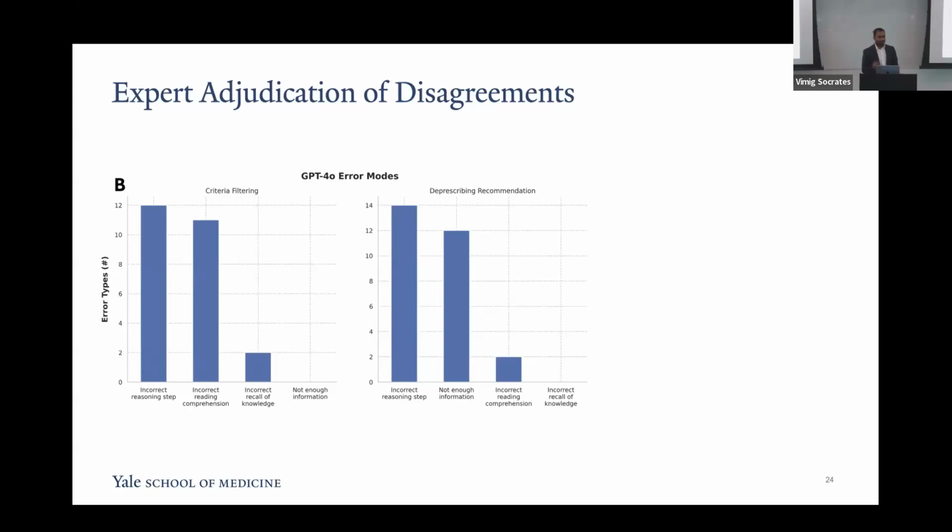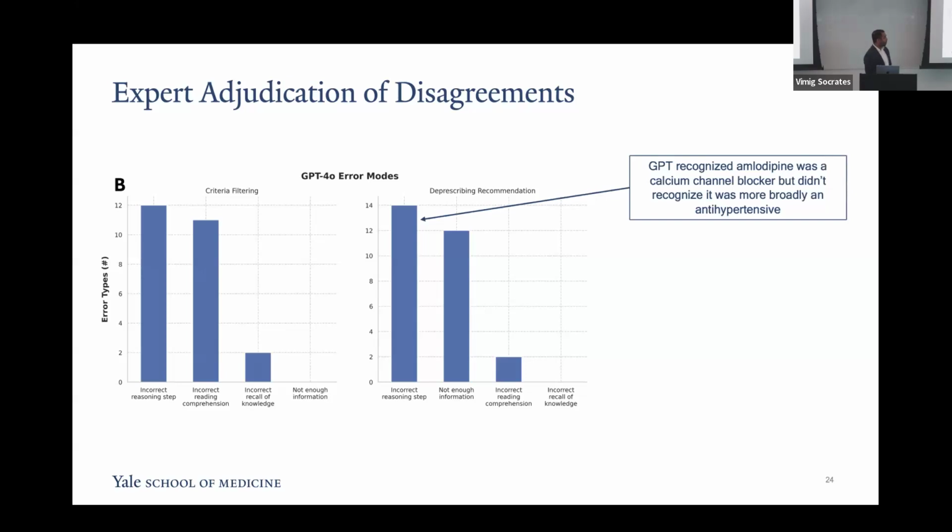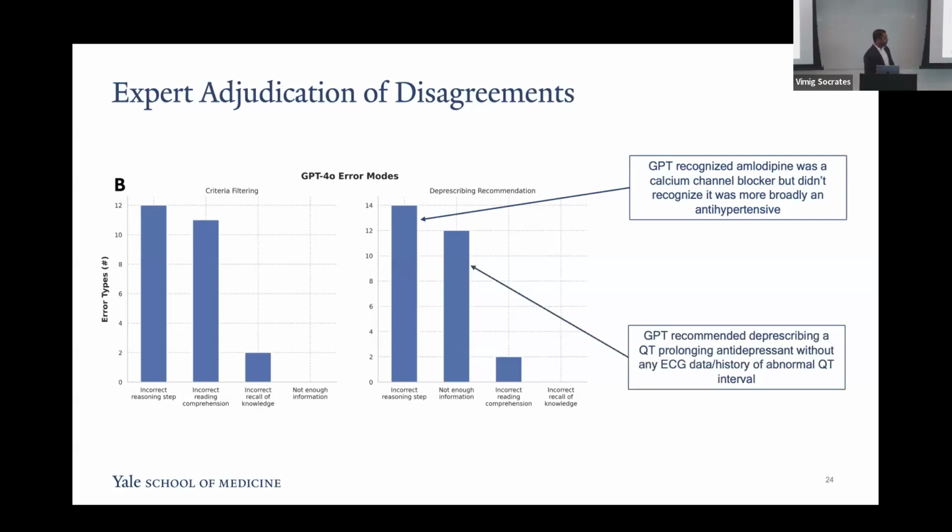Like I mentioned, we looked at the different ways that LLMs can error out, and we used an existing taxonomy of different types of errors that reasoning models come up with. Here are some examples. One of the big ones was an incorrect reasoning step somewhere along the reasoning chain. An example is that the GPT model recognized amlodipine as a calcium channel blocker, but not as an antihypertensive, and the criteria mention antihypertensives, so it missed that case. Similarly, GPT recommended deprescribing QT prolonging antidepressants when there was no history of any QT intervals or any ECG data to refer to, which are necessary for that deprescribing criteria. So there's no information there, and we think there are cases where the LLM is leaping to conclusions without supporting evidence because of the way that it was primed.